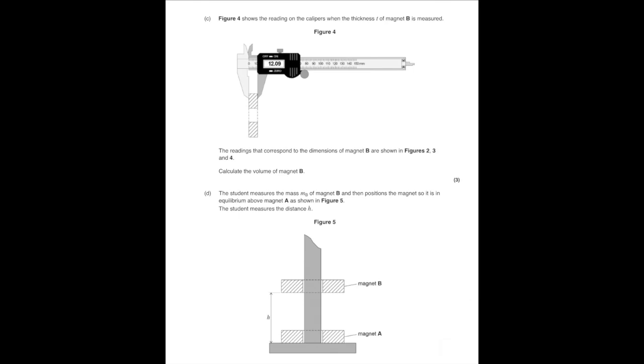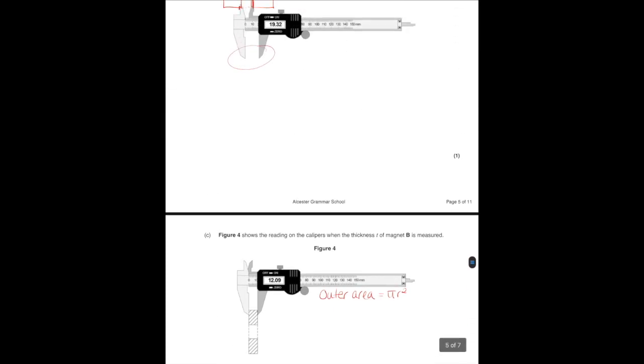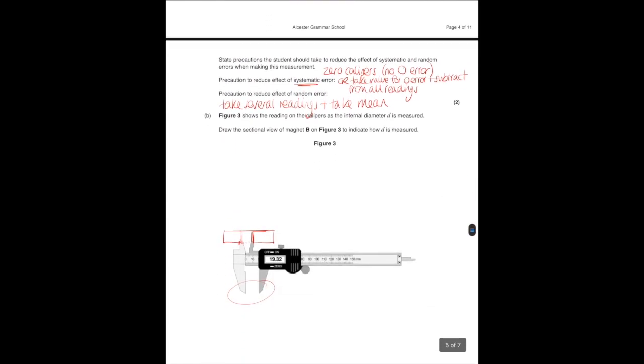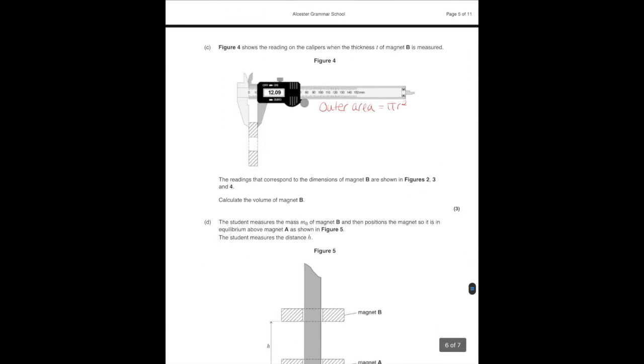Then you were asked to work out the volume of magnet B. This one was relatively straightforward, or hopefully it was. I won't necessarily do all of it, but what you should do first of all is calculate the outer area of your magnet. You do that using obviously pi r squared, and in this case that is that first reading. The outer diameter is this 59.90.